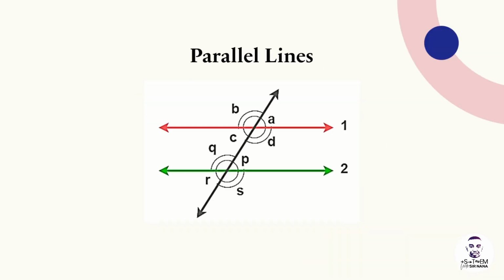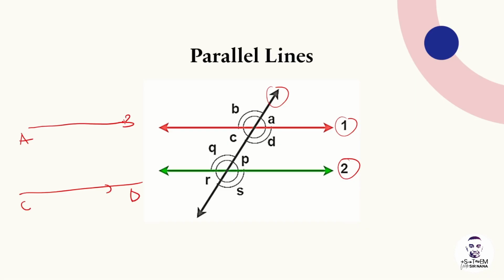So let's consider our parallel lines. We know that line 1 and line 2 are parallel, right? And we know that the black one here is a transversal to line 1 and line 2. Once we have a parallel line here, let's call this A and B, and then we have another parallel line, let's call it C and D, once we put a transversal through it, we form some angles.